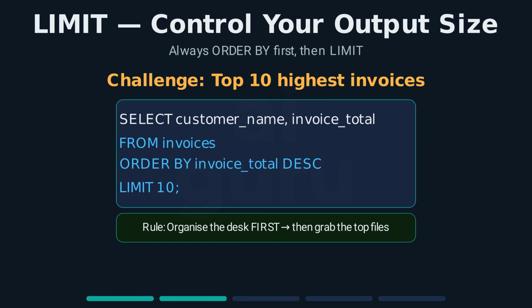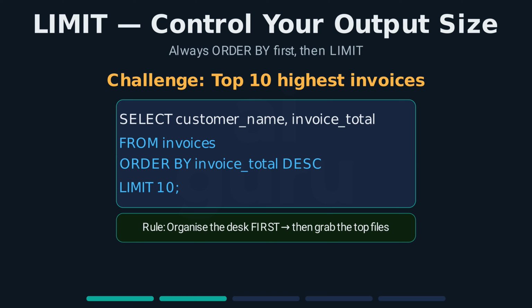Then, to organize the desk, I would order by the invoice total. Right. But I'd need it in descending order, right? DESC, so the biggest numbers are sitting at the very top of the pile. And then, only then, I'd add LIMIT 10 at the end to just grab those top 10 massive invoices. Exactly. You organize the desk, then you grab the files.